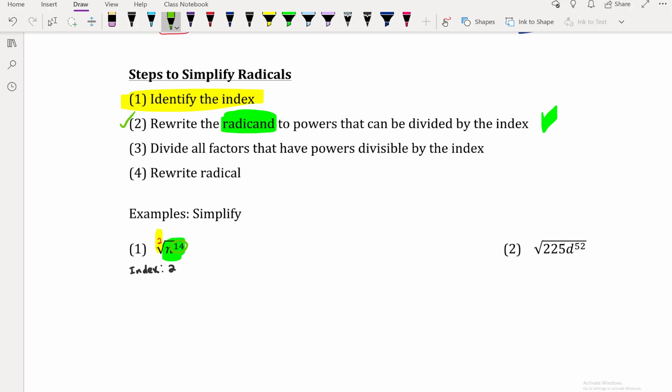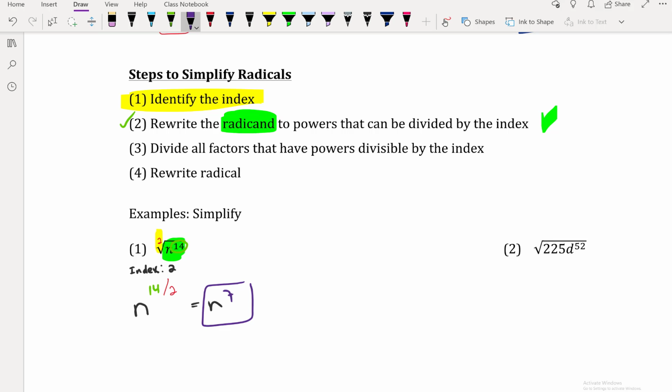So now we are going to divide it. So I have my n. I have my power of 14, then it's going to be divided by that index of 2. So now if I have 14 being divided by 2, I'm going to get 7. So now I have my answer as n to the 7th power. So n to the 7th will be my answer here.